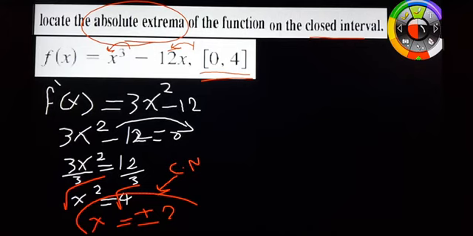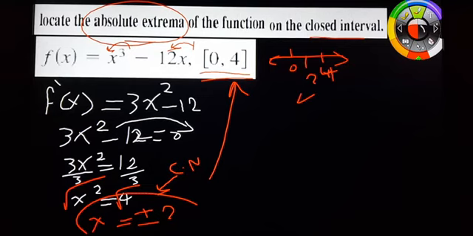First of all, we check these critical numbers with the interval that we have, from 0 to 4. So our critical number is supposed to belong to this interval. Positive 2, it is here, belongs to the interval. But negative 2, it doesn't belong to the interval. So we cannot take negative 2, we'll just take 2.